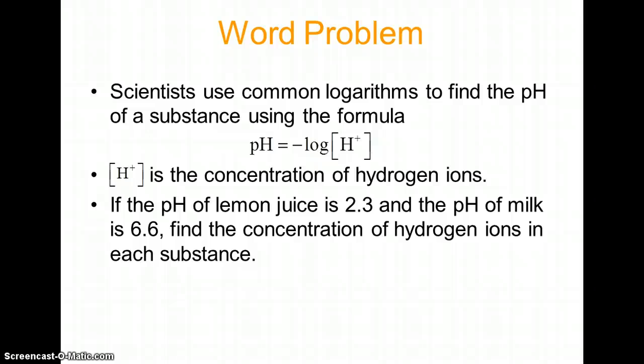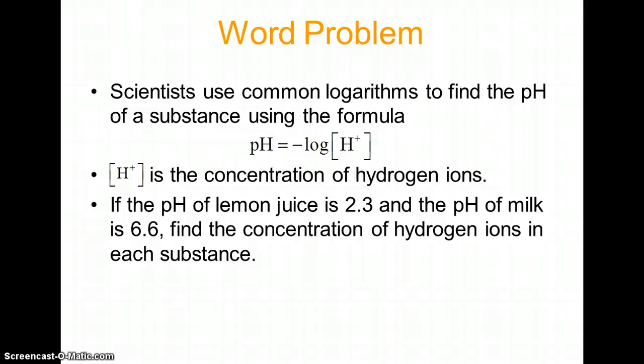Okay, so the last thing I want to do is this word problem here where they use logarithms in their formula. And this particular formula tells me that we use the common logarithm to find the pH of different substances. And if we know the pH, we can find the concentration of hydrogen ions in our substance. So let's start the first example.